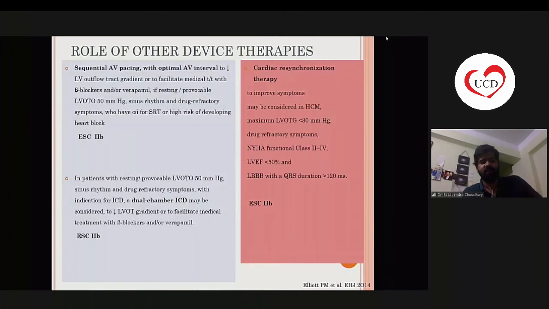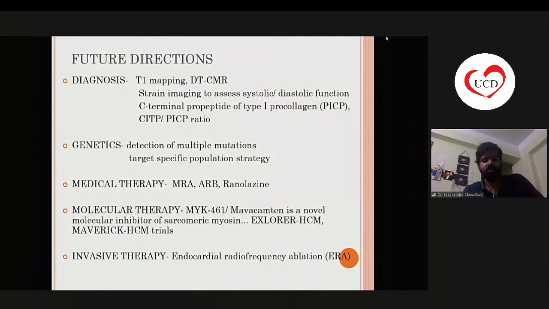Role of other devices, dual chamber pacing and cardiac resynchronization in low EF and LBBB pattern, is only a class 2B indication. Next slide. So I would like to end with future directions.